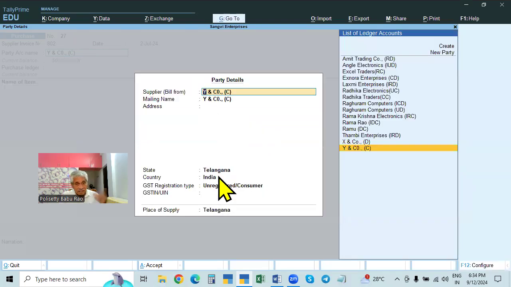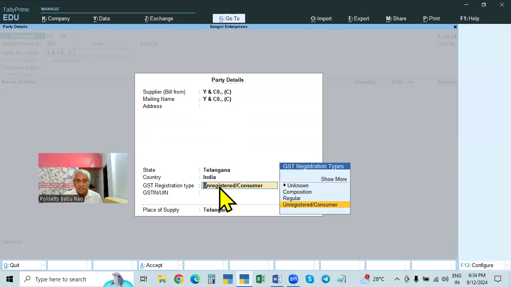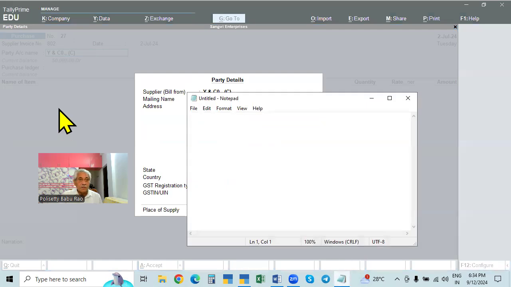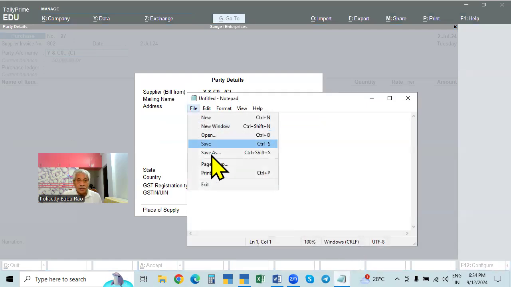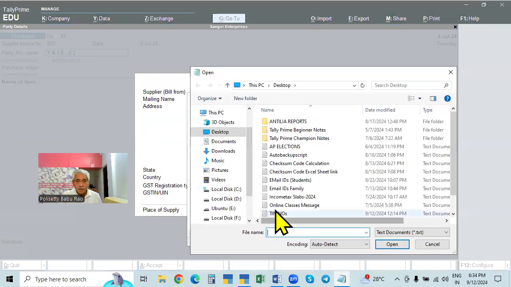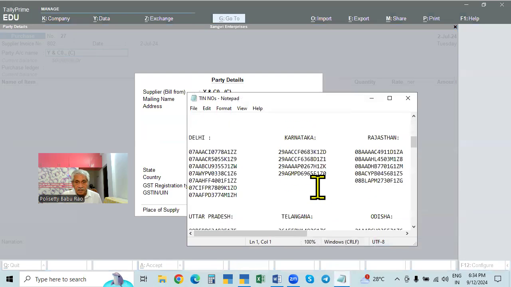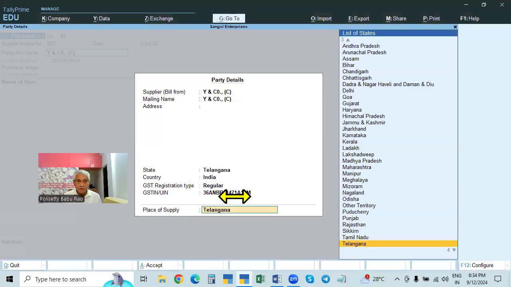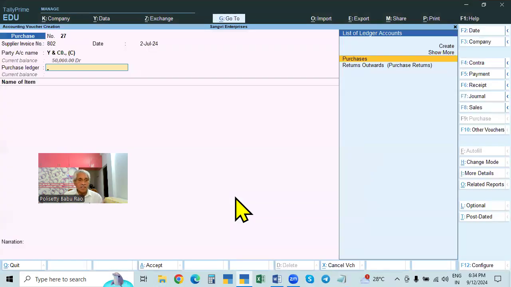He is in the same state, so it is a same state purchase. Okay, we will take up regular, not unregistered. We will take up regular because if they are purchasing from unregistered, there will be no tax. So we take up as registered person, regular, accept. Okay, we are making the purchases.